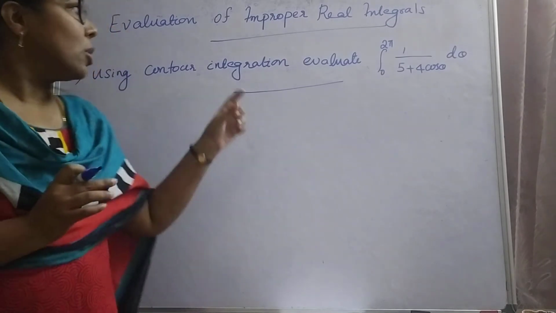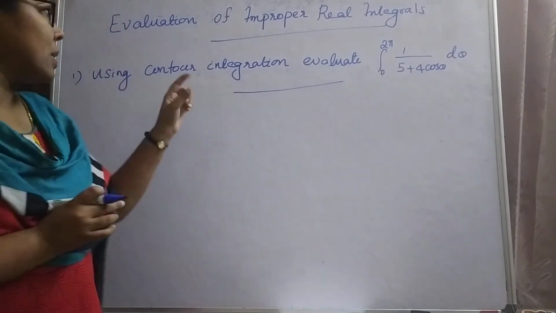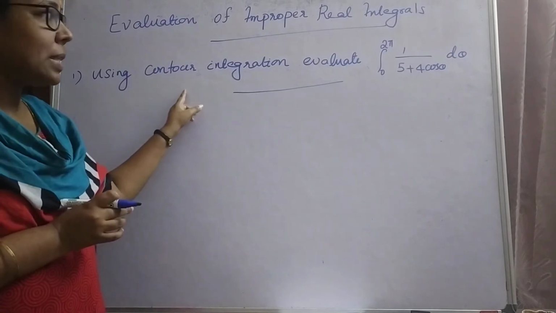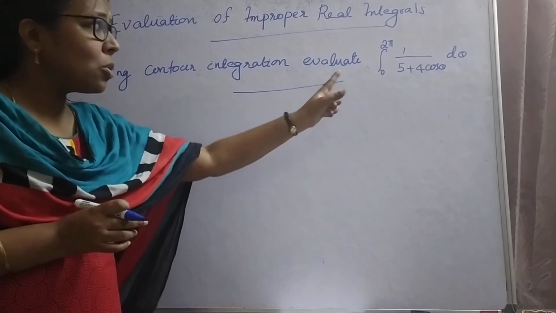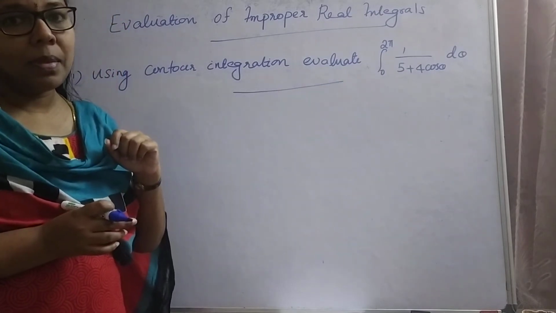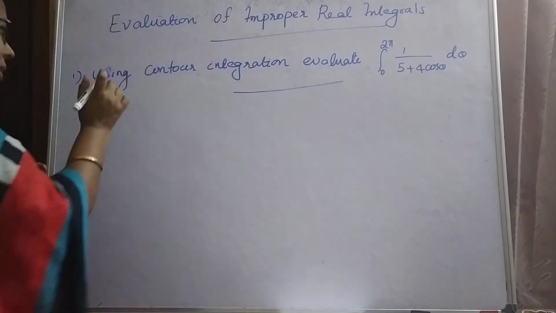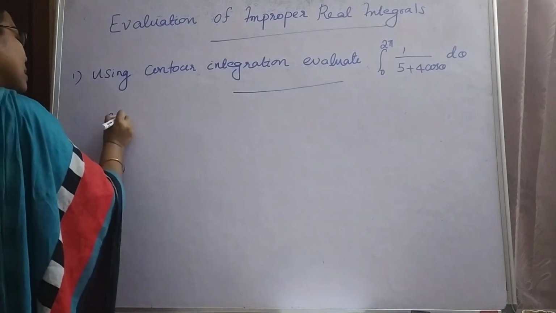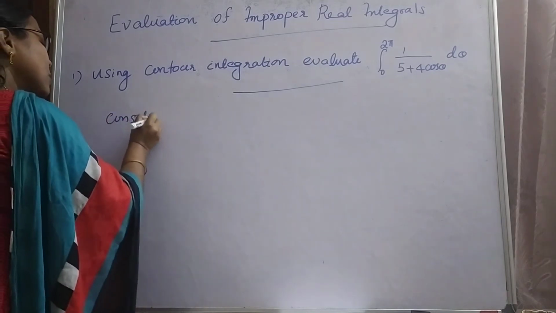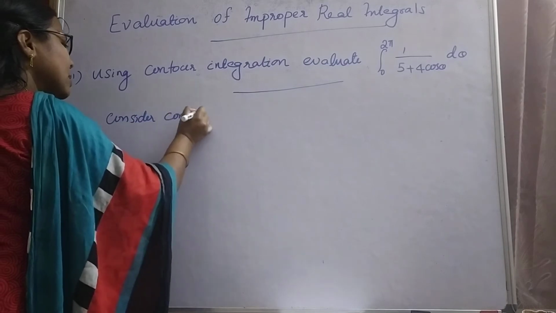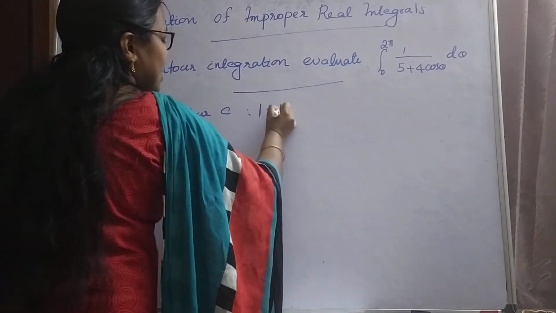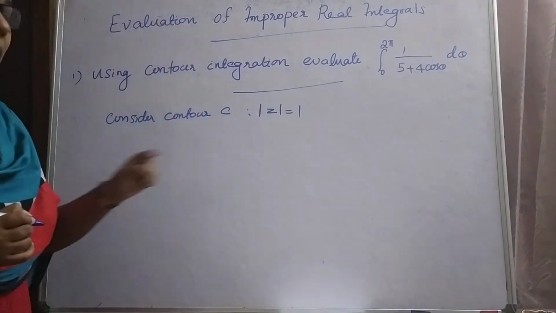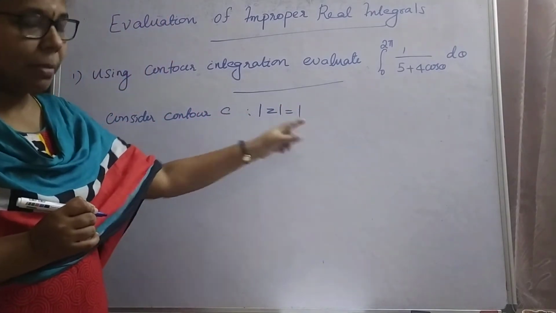Now we are going to do a problem. Our first question is, using contour integration, evaluate integral 0 to 2 pi 1 by 5 plus 4 cos theta d theta. First consider the contour C: mod z equal to 1, which is a circle with center 0, 0 and radius 1.